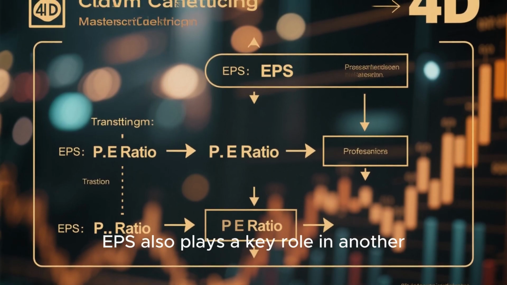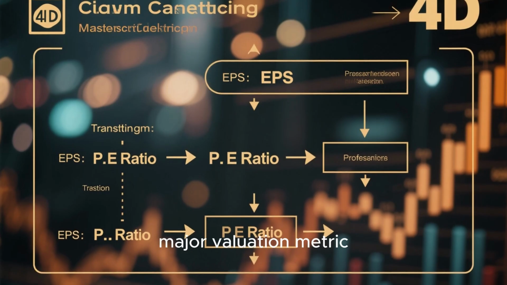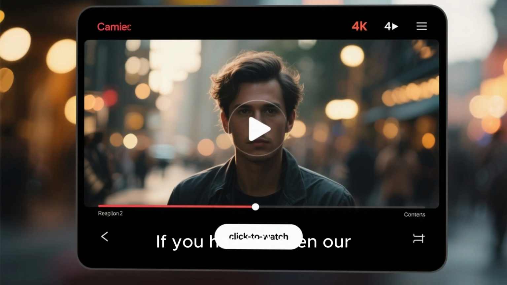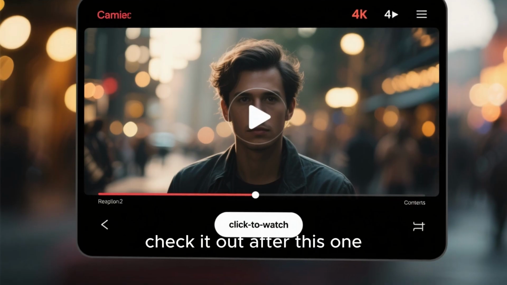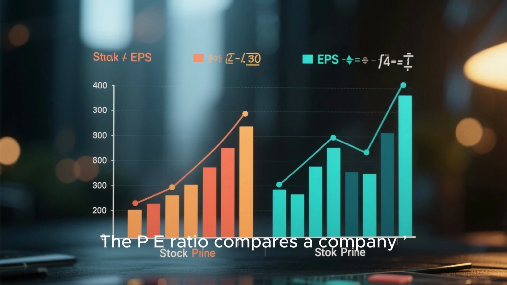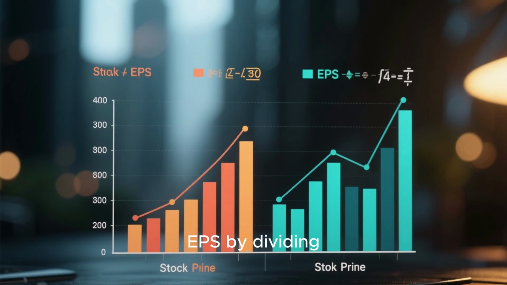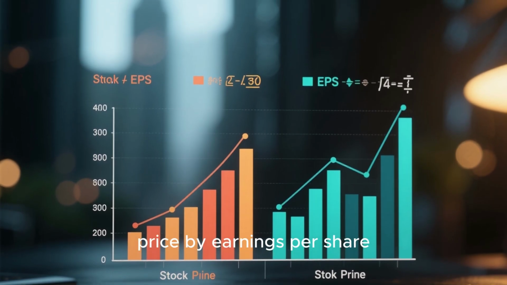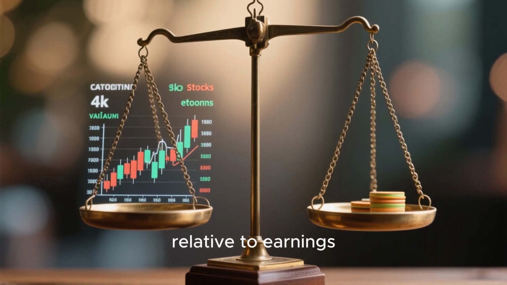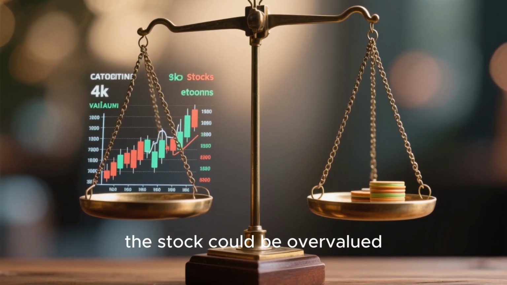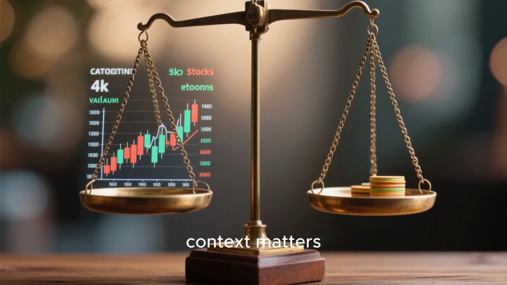EPS also plays a key role in another major valuation metric, the price-to-earnings (PE) ratio. If you haven't seen our video on that yet, check it out after this one. The PE ratio compares a company's stock price to its EPS by dividing price by earnings per share. Generally, the higher the stock price relative to earnings, the more likely it is that the stock could be overvalued. But as always, context matters.